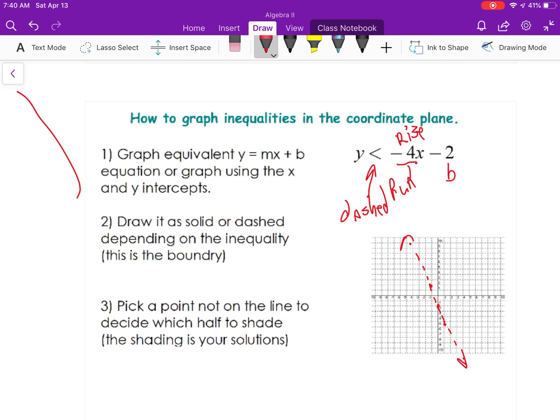Now, only one of these sides of the graph paper is my solutions, just like only one of the sides on the number line was my solutions. So I've got to find a side to shade all these ordered pairs.